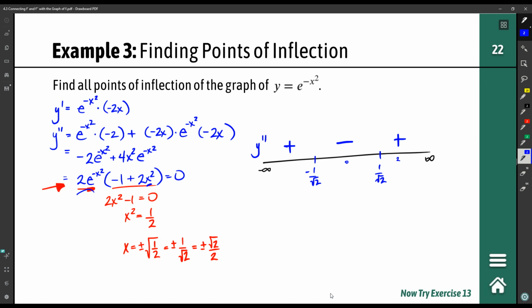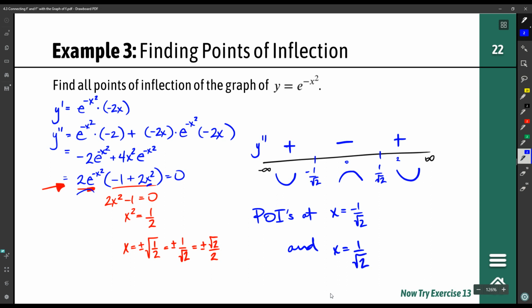So what does that tell me? We're concave up on that first interval, concave down on that second interval, and concave up on that last interval. And that means we have points of inflection, or POIs, at the places where x is equal to negative 1 over the square root of 2 and where x is equal to positive 1 over the square root of 2.